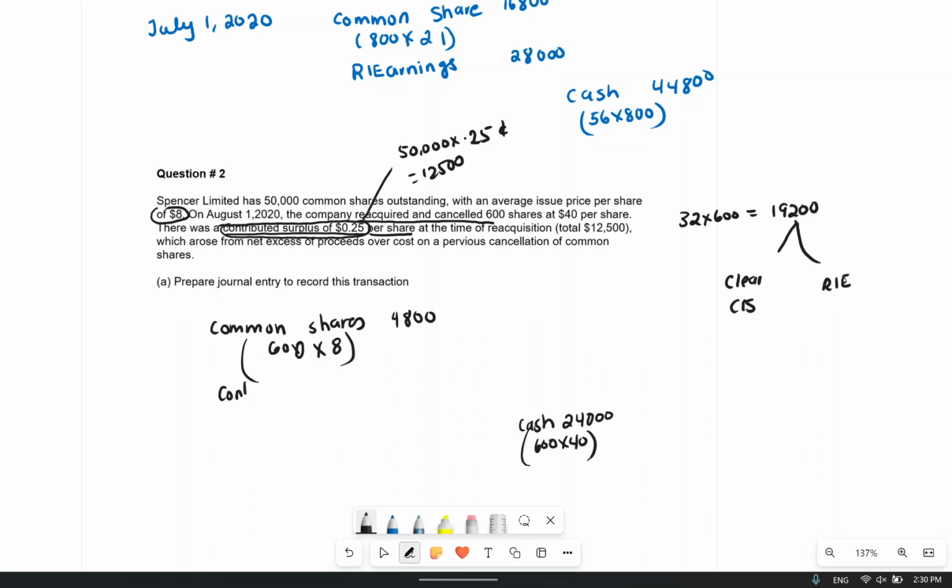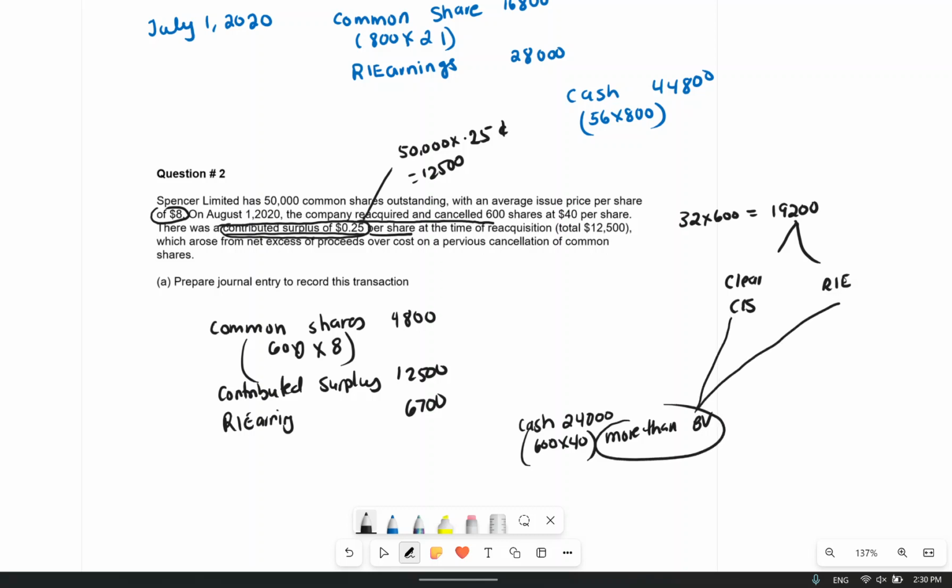So I'm going to clear my contributed surplus, and that is your 12,500. We cleared everything, and the leftover will go to your retained earnings, so that will be the $6,700. So what we did is we purchased for more than the book value. Then first you clear your contributed surplus, then the leftover goes to retained earnings. If it was less, then it goes to your contributed surplus.